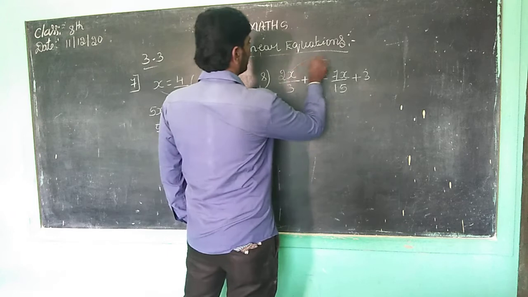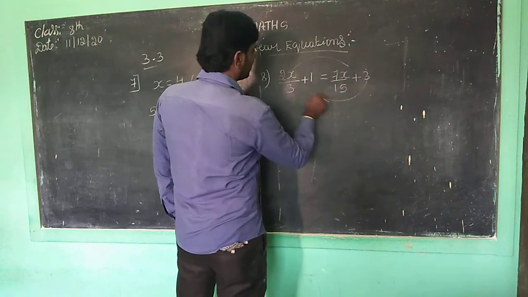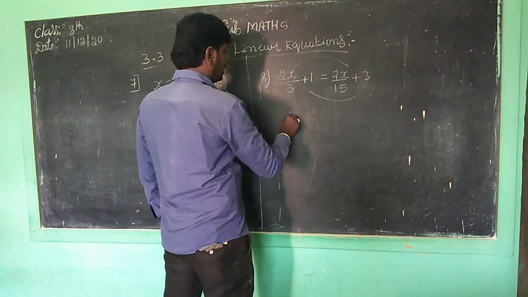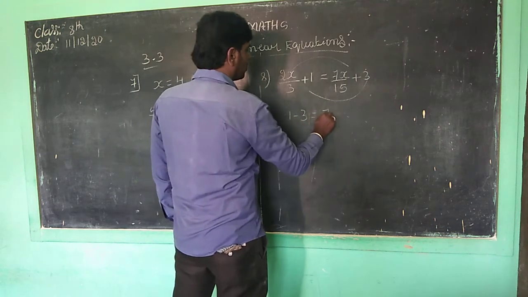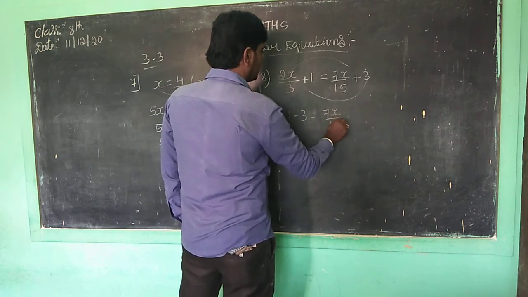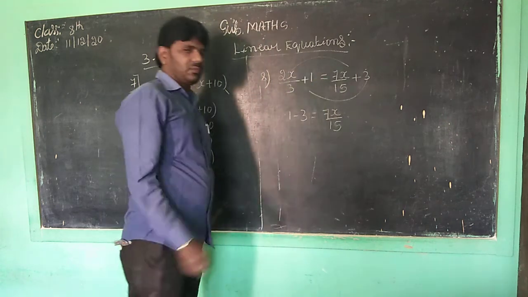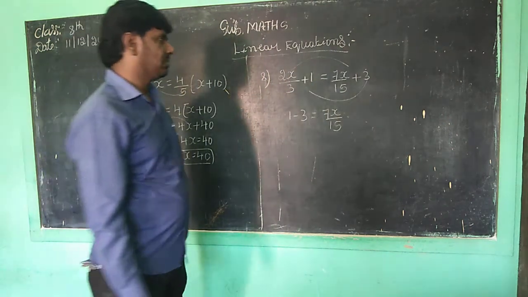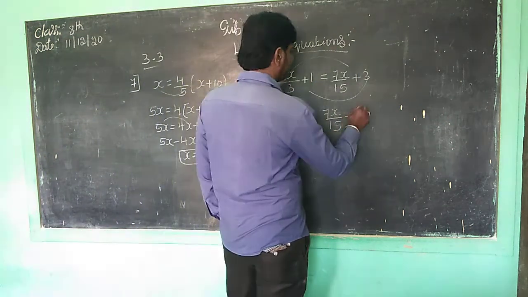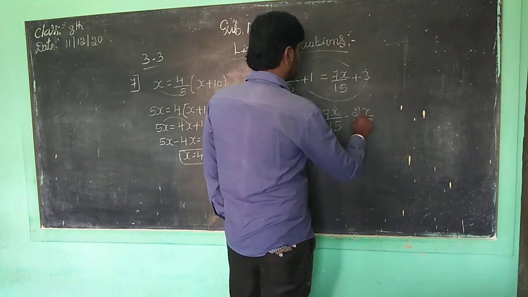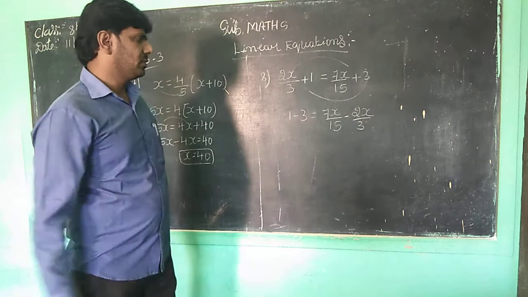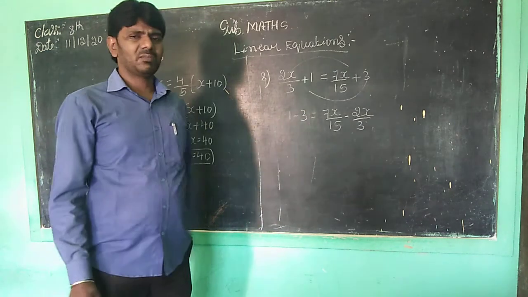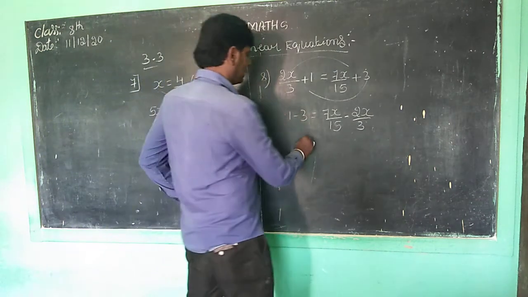Children, as well as you want to take here also. This 2x by 3 will transform into here. This plus 3 will transform into here. This plus 3 will come to left hand side, is minus 3 is equal to 7x by 15. This 2x by 3 will transport into the right hand side, means minus 2x by 3. Correct, children? So now you want to take here plus 1 minus 3 is equal to minus 2.